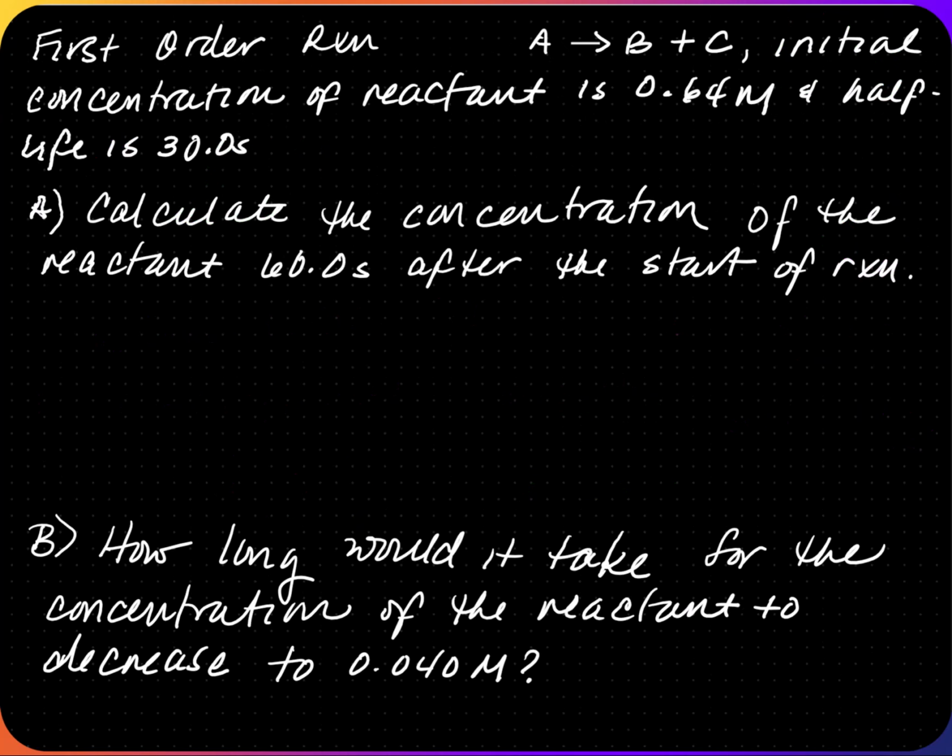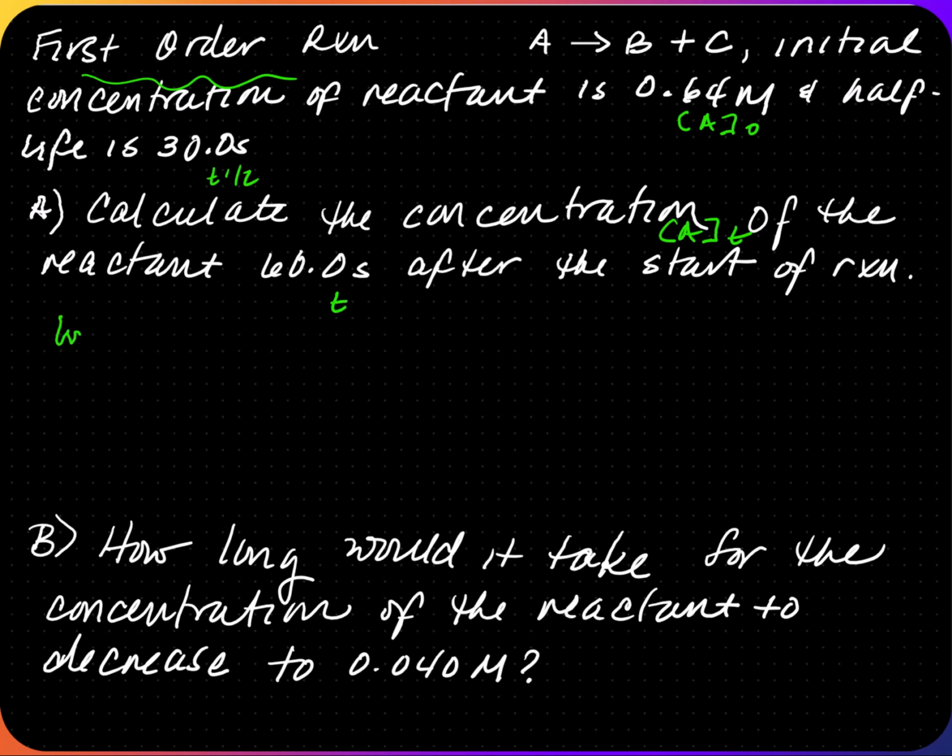Pause the video, try this problem on your own, and then check your answer. This is a first order reaction. The initial concentration is 0.64, so that is my A naught. My half-life is 30, so this is T1/2. Calculate the concentration of the reactant. So we are looking for A at t, and then 60 seconds, so this is my time.